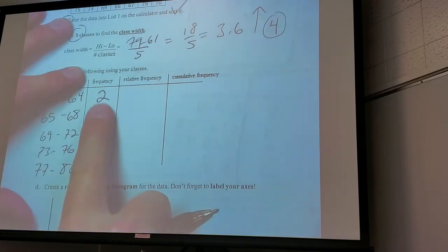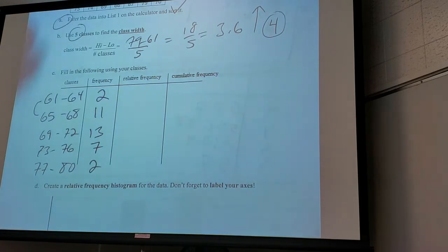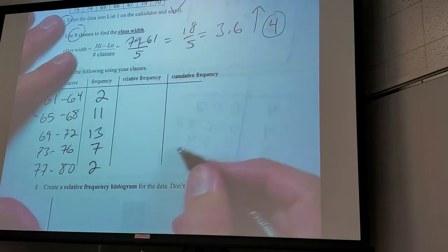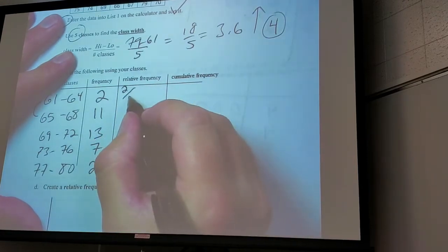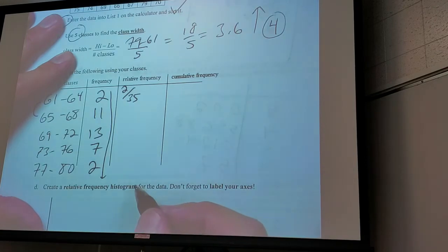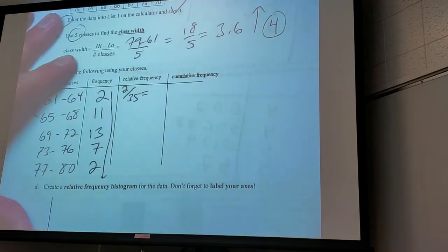Can you guys see how this is going to become roughly normal? 2, 11, 13, 7, 2. Even before we draw it, we can kind of see this going to happen. Not perfectly normal, but roughly normal. So this will be 2 out of what? How many total we had? 35. Thank God this adds to be 35. Right, as I say it, I haven't checked it yet. Yes, okay, thank God.